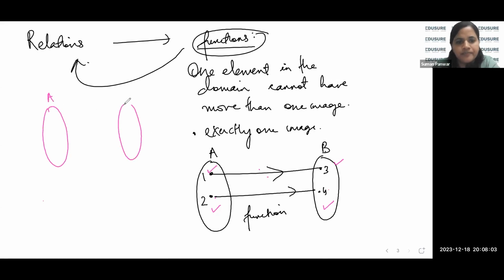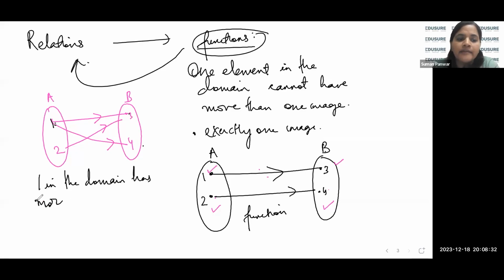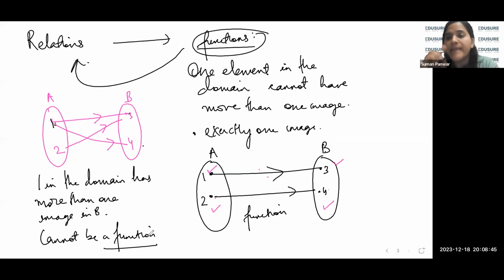Suppose I have A here, B here, I have 1 here, 2 here, 3 here, 4 here. Suppose I have this situation: 1 goes to 3, 1 goes to 4, 2 goes to 3. Okay, so now this is not a function. Why is it not a function? Because 1 is going to 3, 1 is going to 4. So 1 in the domain has more than one image in B. It cannot be a function. That is the basic differentiation between a relation and a function.